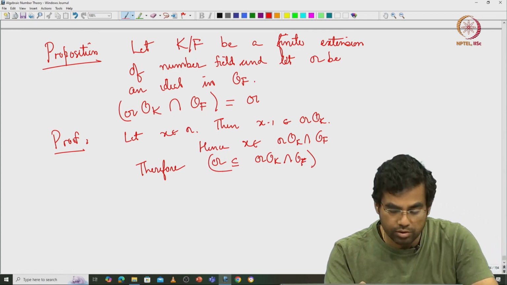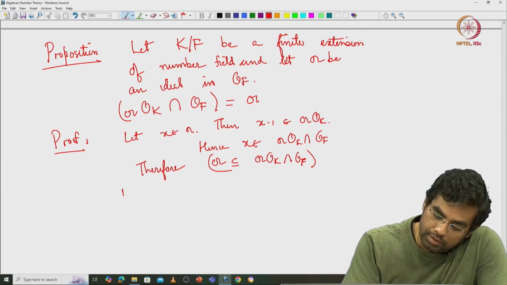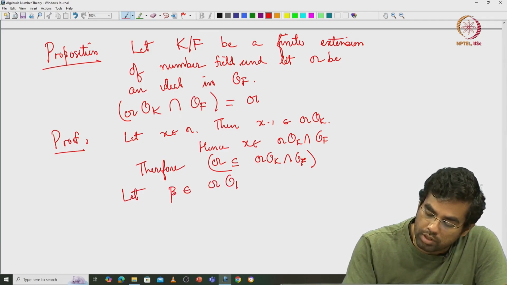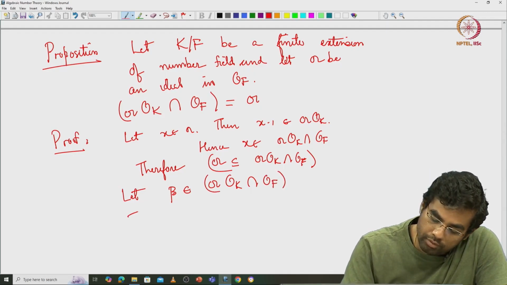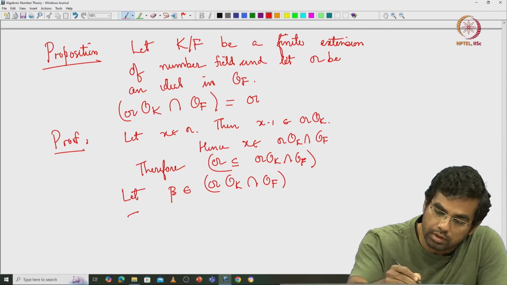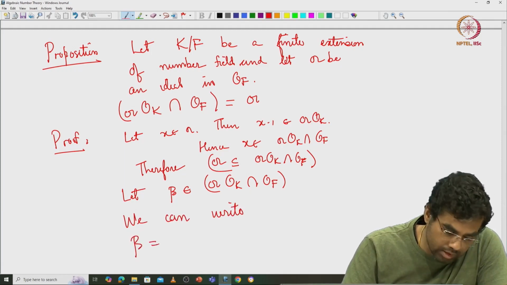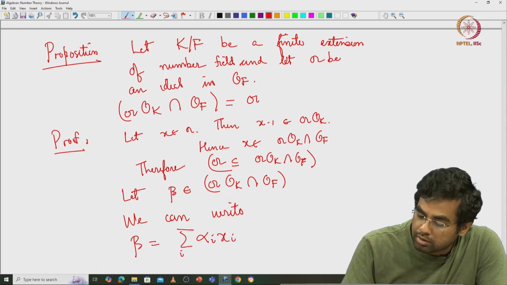The other inclusion is not difficult, but it requires the lemma that we proved before. So, let beta be an element in A O_K intersected with O_F. Okay. Therefore, we can write beta as a summation over i, where i is going over some finite set, of terms in A O_K.